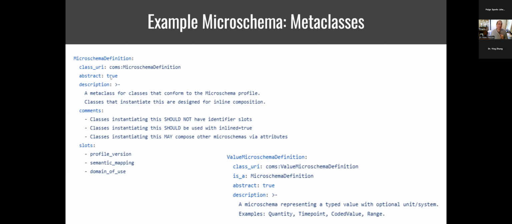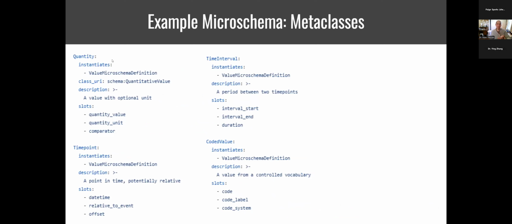You can see that both of these meta classes are abstract, so they're not really real things. And that's a little strange, but it'll come into play later. And so these are the two parts, and then the value microschema definition. So the values can be any one of these four types: a quantity, a time point, a time interval, or a coded value. And you can see here that each of these four value types instantiates a value microschema definition. Okay, so these are the meta classes. Most people will never even know that these exist because this is basic abstract infrastructure.